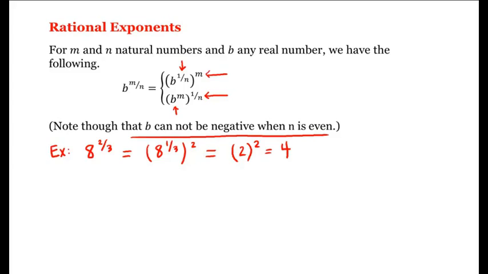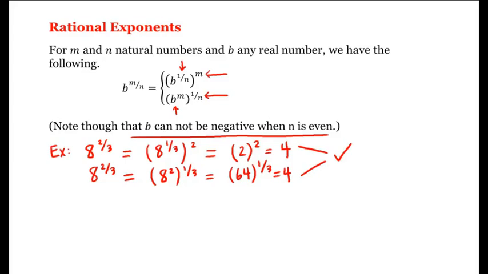Now if we use the second method, we would first square the 8, so this is 8 squared to the 1/3 power, which is equal to 64 to the 1/3 power, and the cube root of 64 is 4. So it doesn't matter, they're the same, right? So you can use either method. But in some cases, we'll want to use one method over the other.